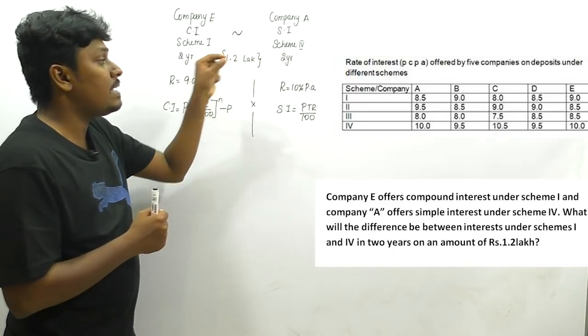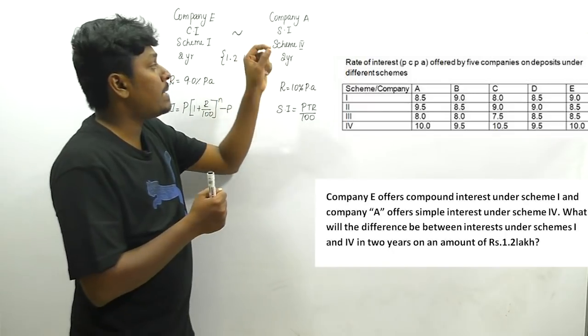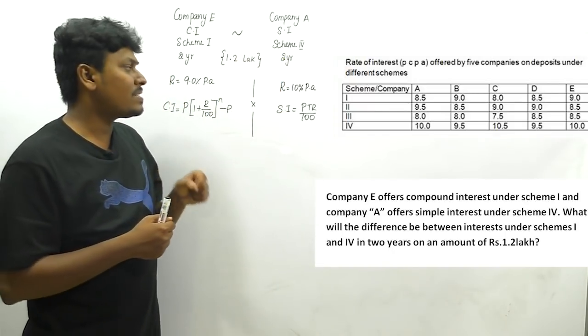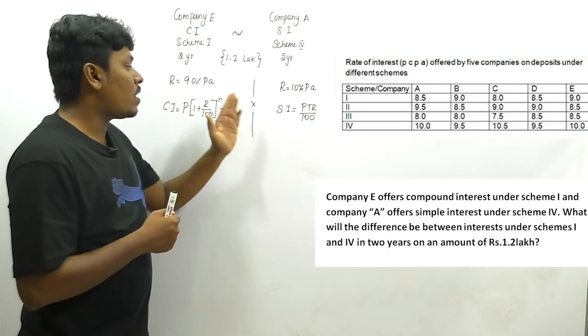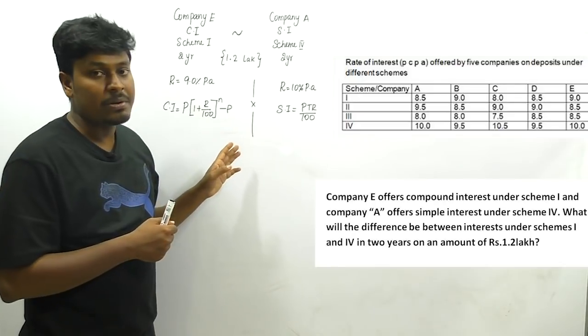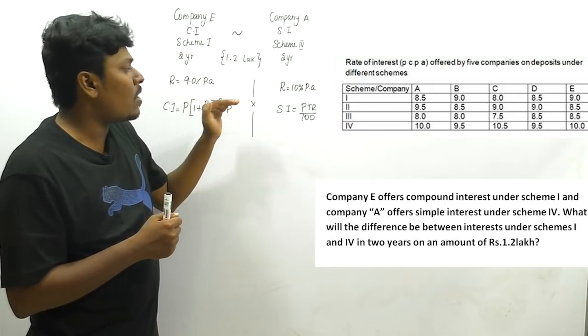Look at the chart here, friends. Company E and scheme number 1, where the rate of interest is 9%. Similarly, see the chart here, company A and scheme number 4, where the rate of interest is 10%, right? So first of all, let me think how to solve it with a formula. I am not going to substitute in a formula, which will definitely take you 1 minute. Don't go for these slow methods in your exams, but know how to solve this.